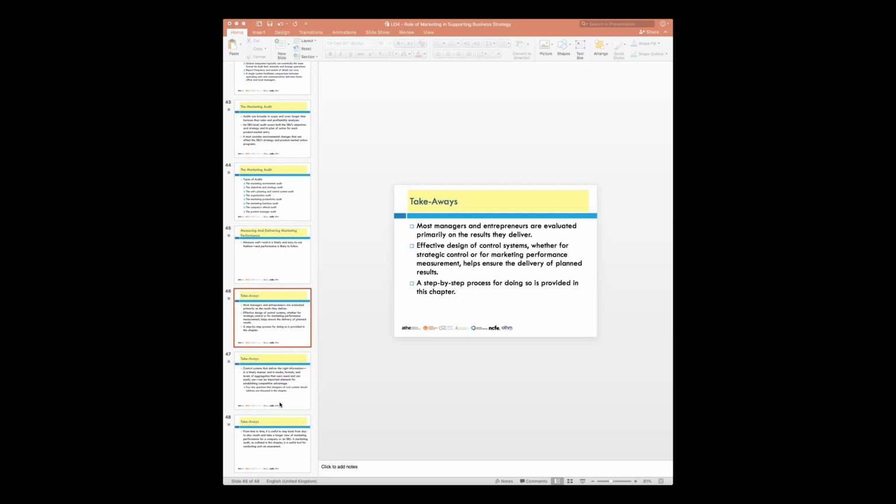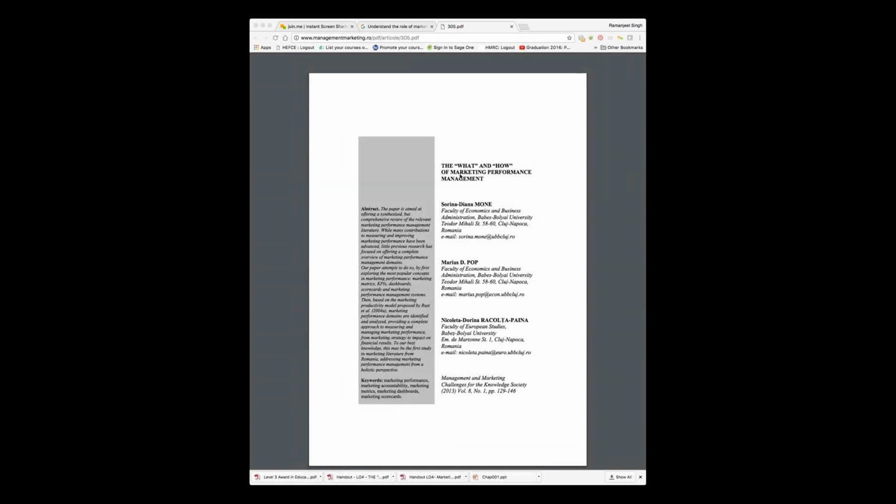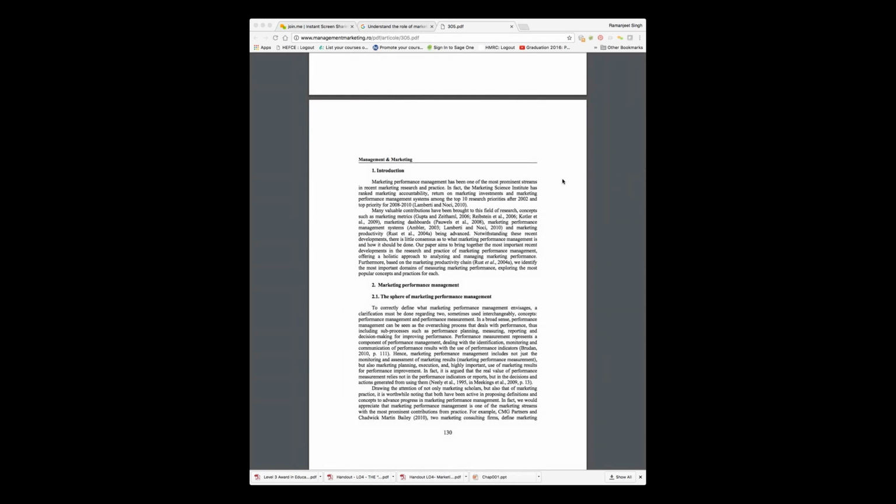Now, what I'm going to do towards the end is send you a handout which will give you more knowledge on learning outcome 4 in particular. There is one handout that I'll be sending and uploading on Moodle, which talks about how the performance of marketing management is evaluated, and what metrics and tools are used within the organization to do that.